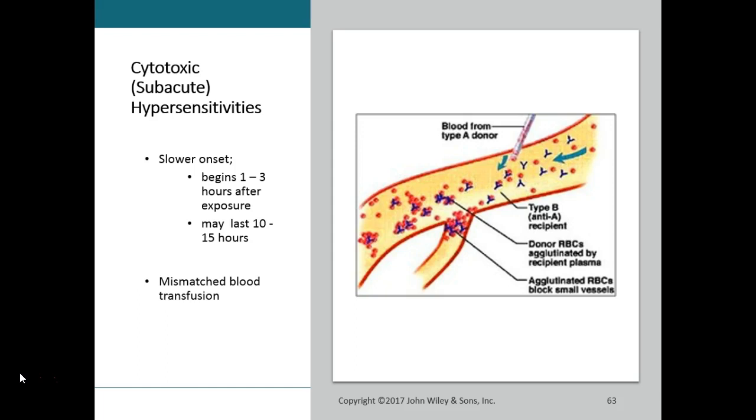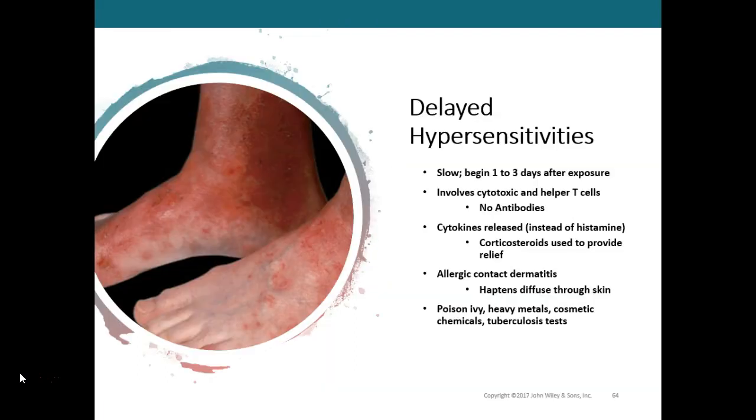Cytotoxic, or what we sometimes call subacute hypersensitivities, are caused by antibodies directed against antigens on a person's blood cells, such as would happen during an incompatible transfusion that would lead to lysis of the cells. This usually has a slower onset, of course, than the immediate hypersensitivities and may begin 1 to 3 hours after exposure, and also may last much longer as well.